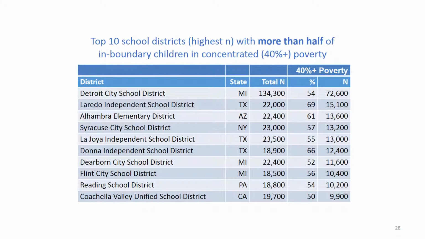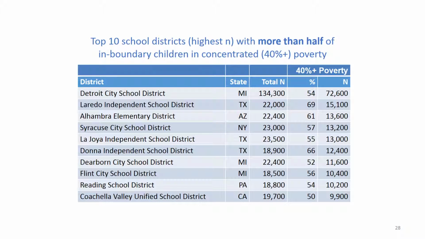Then we wanted to take a look at the school districts that had more than half of their in-boundary children in concentrated poverty that were relatively large, right? From our initial list, we remember Detroit with 54% of their children living in concentrated poverty and a very large total number of children. There were no cities exactly like Detroit in terms of their size, but there were a good number of cities that had similar levels of concentrated poverty.